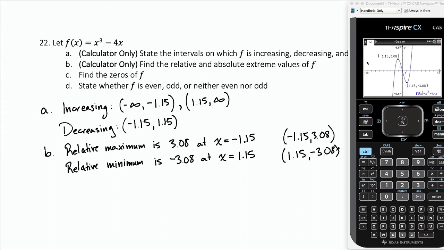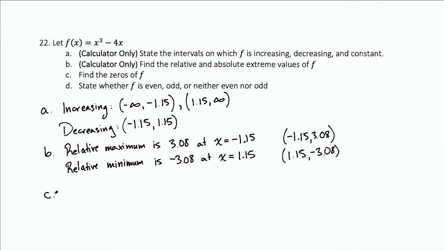All right, so now for C, we would like to find the zeros. And apparently we don't need the calculator for that, so let's go and try it out, okay? To find the zeros, we take our function and we set it equal to 0. And our goal is to solve for x. Well, we'd like to factor it if we can, and there is a common factor here of just x. So we factor the x out, and we get x squared minus 4.